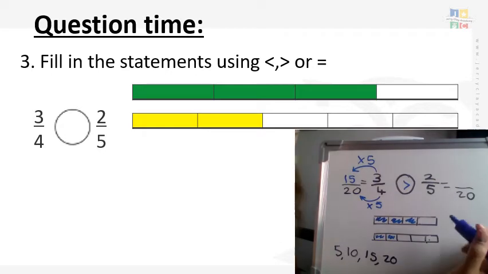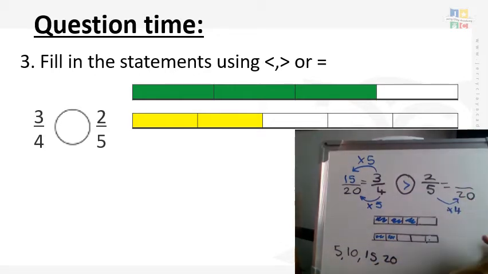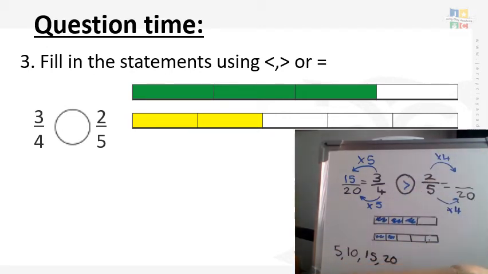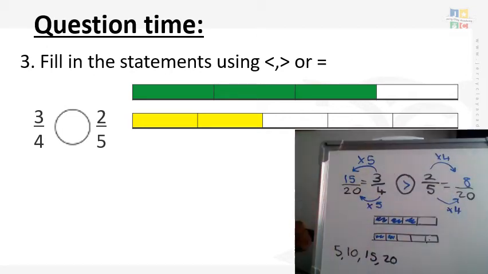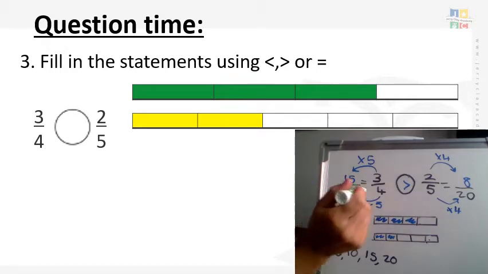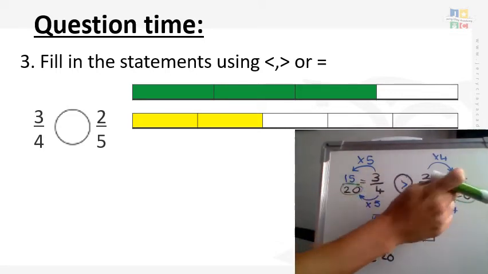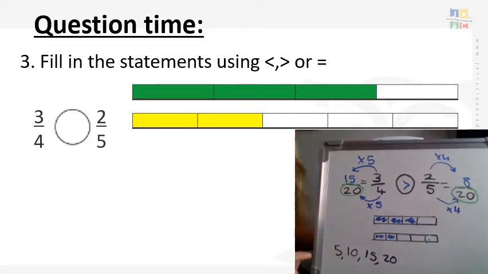I'm going to now find the equivalent fraction on my other side. How do I get from 5 to 20? 5, 10, 15, 20. I'm going to times it by 4. Remembering what I do to one side, I must do to the other. So I'm going to times 2 by 4, 2, 4, 6, 8. So I can see that it is 8/20. Now if I check my answer, my denominators are the same. My numerators are different. 15 is greater than 8, so I know that 3/4 is greater than 2/5. If you're still unsure about that, have another look and see if you can now understand it.